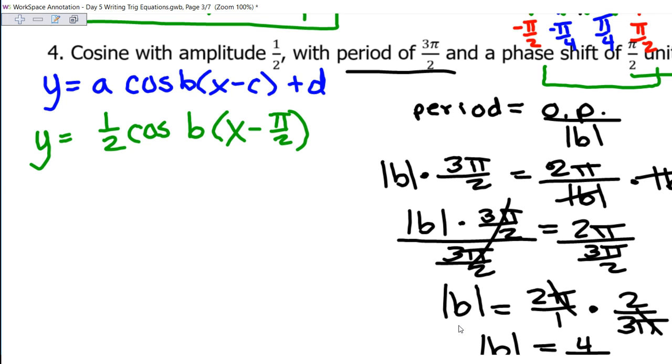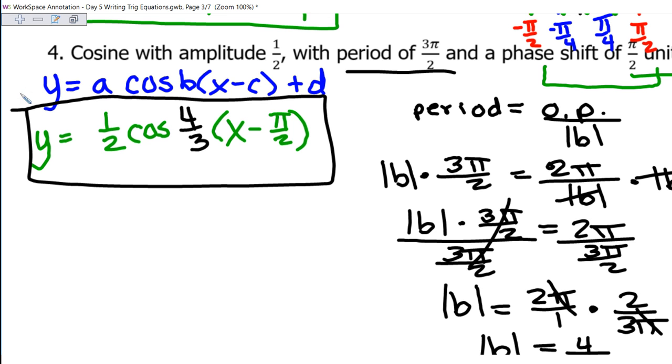If the b value were negative, they would tell us it reflected over what? The y-axis. So erasing the b, and for b, I need to put a 4/3. So y equals 1/2 times the cosine of 4/3. Inside the parentheses, we have x minus pi over 2. Last one on the front, problem number 5.